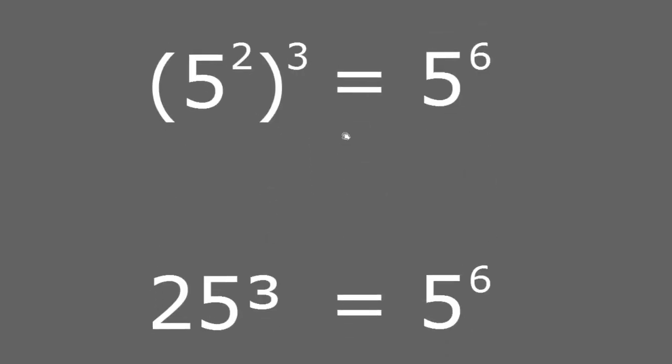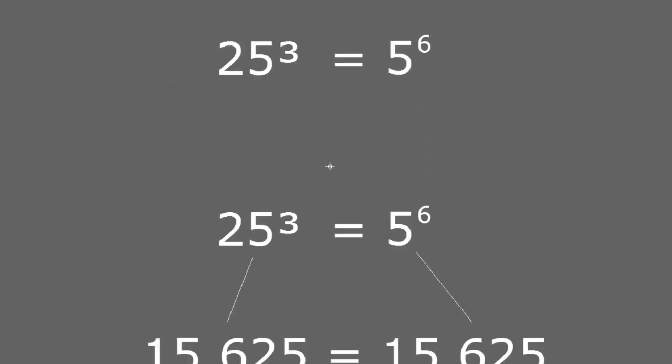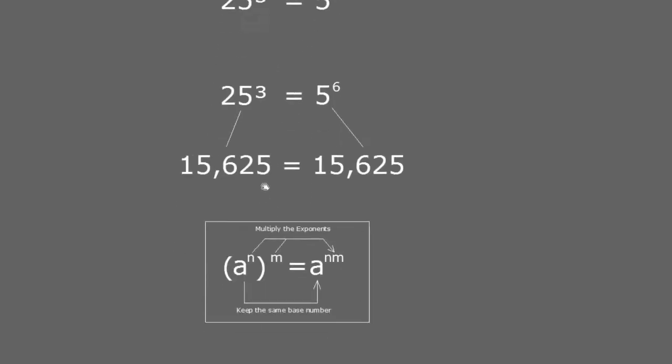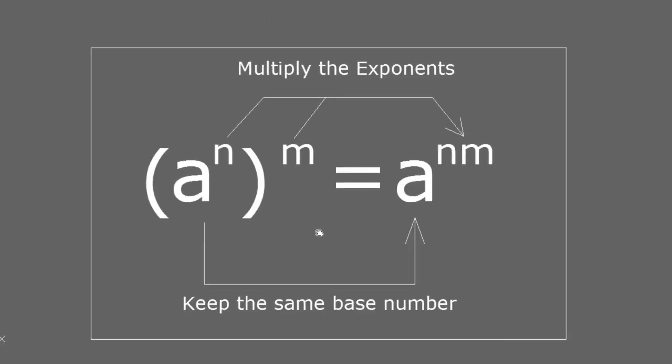If you want to check that numerically, remember 5 squared is 25, and 25 cubed, which means 25 times 25 times 25, equals 15,625. And if you take the number 5 and raise it to the power of 6, that also equals 15,625. So no matter how you do it, you get the same result, which means that the property is correct.